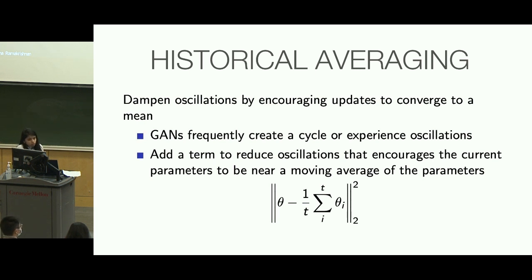The third technique which was proposed was historical averaging. This technique is not used that much; it is a regularization technique and not a very popular one. Since I explained the oscillations in GAN, you don't want your parameters to oscillate. You want your parameters to be near the mean value. In that case, you will use historical averaging. And the mathematical formula is this.